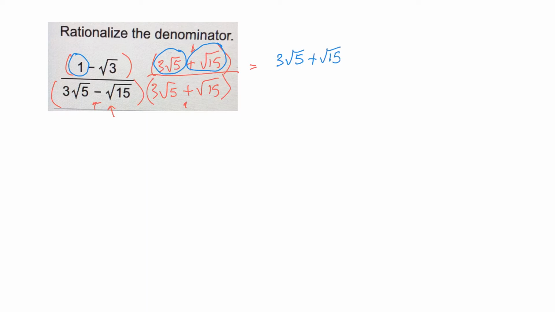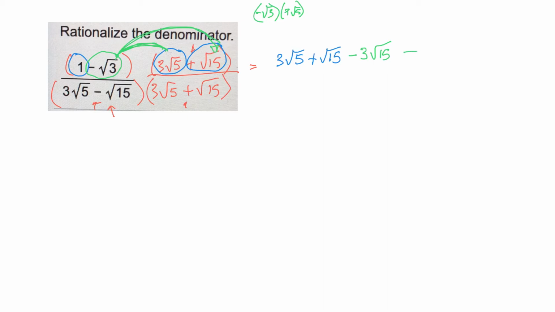Okay, for the next one, I've got to take this negative root 3 and multiply it by each. So the first will be, let me just do it up here. So it's negative root 3 times 3 root 5. That's what I'm doing with this multiplication right there. So that'll be a minus, a 3, and a root 15. Just having to make sure. Yeah, that's right. And then the root 3 times the root 15.